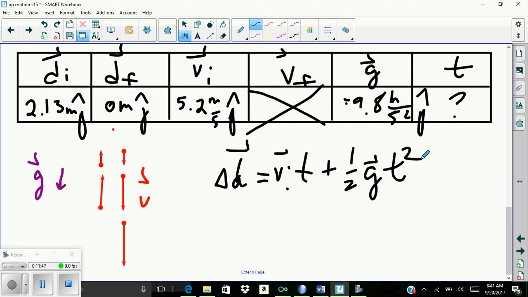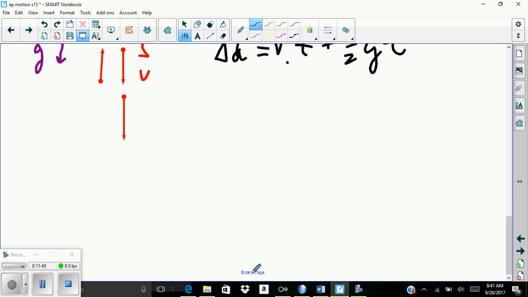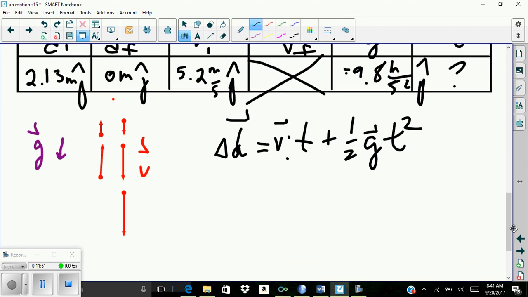Okay, so let's go ahead and solve for this. Now this is a little bit tricky. Our initial velocity is not 0, which would have been nice. It would have canceled out that middle term. Our G is not 0, so that term stays the same. Our displacement is not 0, so that still makes it complicated. Okay, this is definitely going to be a quadratic.